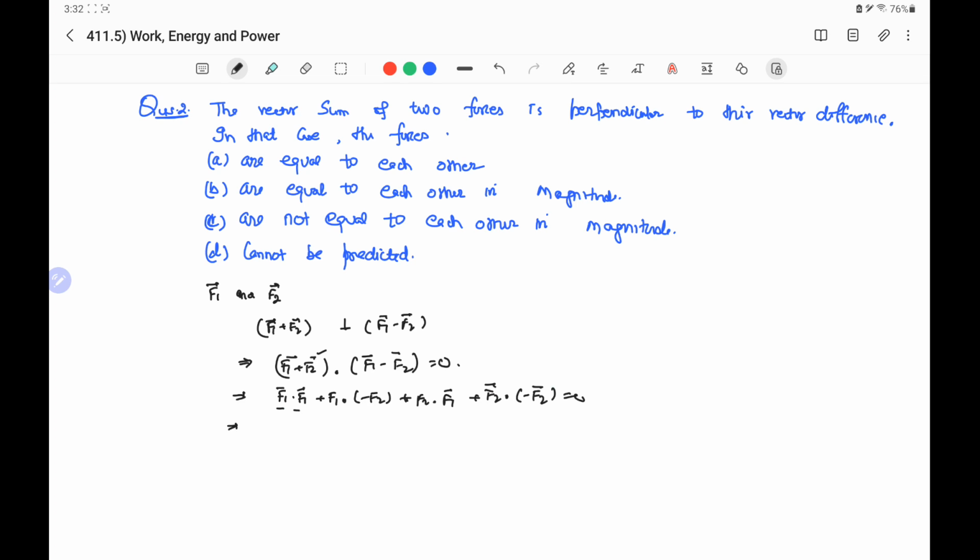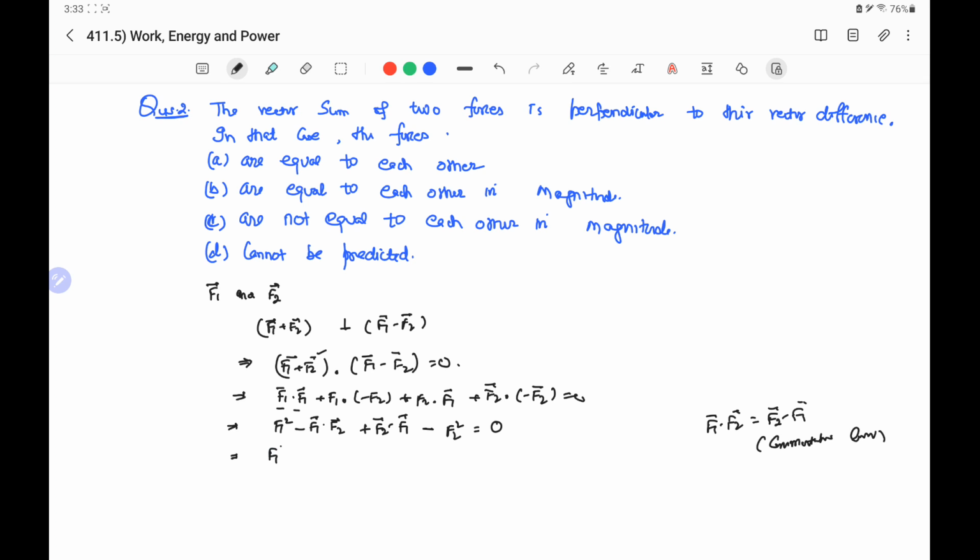Because these F1 and F1 are two same vectors, their product will be the square of their magnitude. So we will have F1 square, because angle between them is 0 degree and cos 0 is 1. Then it is minus F1 dot F2 plus F2 dot F1, and then minus F2 dot F2. F2 dot F2 will again give F2 square, because angle between them is 0 degree. Using the commutative law, which says that F1 dot F2 will be equal to F2 dot F1. This is from the commutative law of dot product of two vectors.